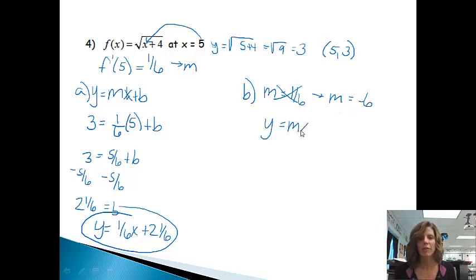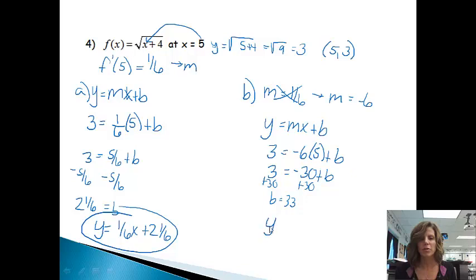We'll have y equals mx plus b. The y value is 3, the m is -6, the x is 5, plus b. Just continuing to solve for b, I get 3 equals -30 plus b. Adding 30 to both sides, we get b equals 33. So the equation of my normal line will be y equals -6x plus 33. And there we go. So hopefully now you're able to find an equation of a tangent line and a normal line.